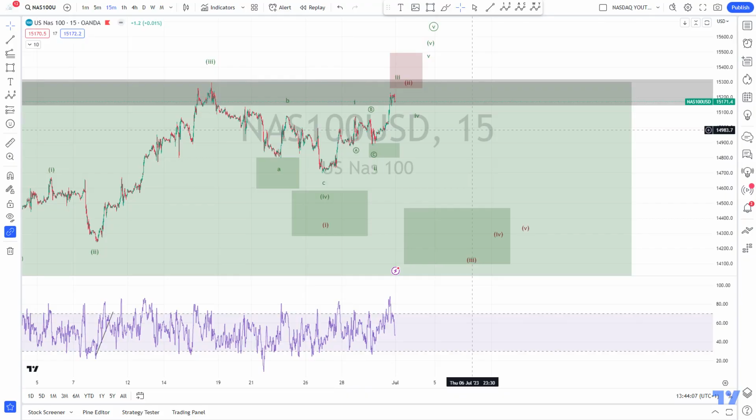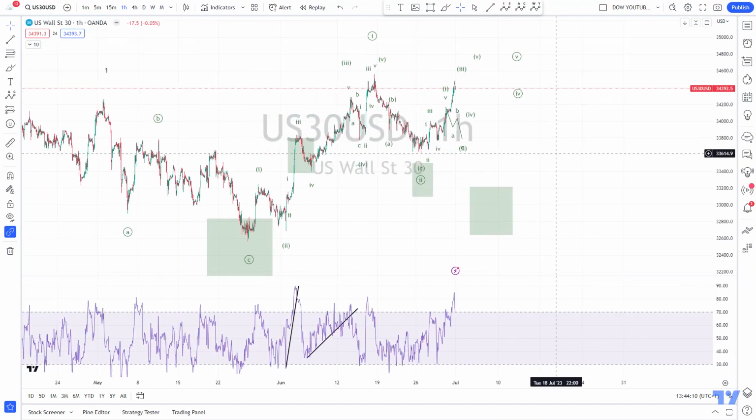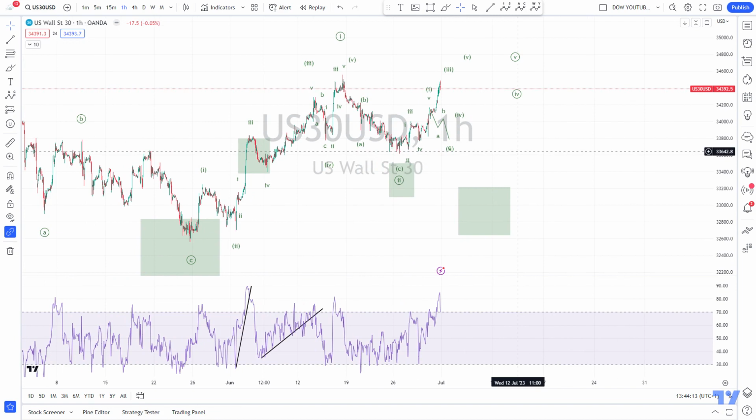Then we move on to the DOW. Yeah, a lot of notations here. Let me simplify this a bit. So for the DOW, we were also looking to buy from this area. Unfortunately, we did not reach this area. We started to move up earlier, and then I suggested again on Friday to buy the pullback, but we had some pullback in the NASDAQ as an ABC, but we did not have the expected pullback in the Dow.